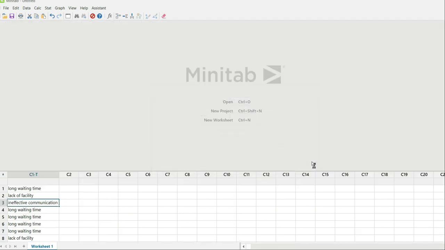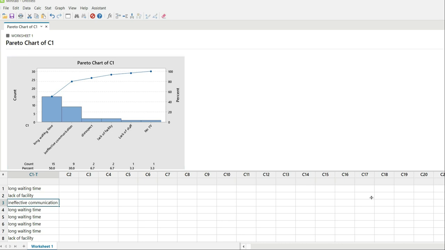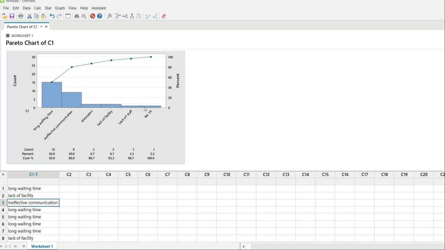Click OK. If you click OK, we can see this graph. This is the Pareto chart. So this is the Pareto chart for patient dissatisfaction.